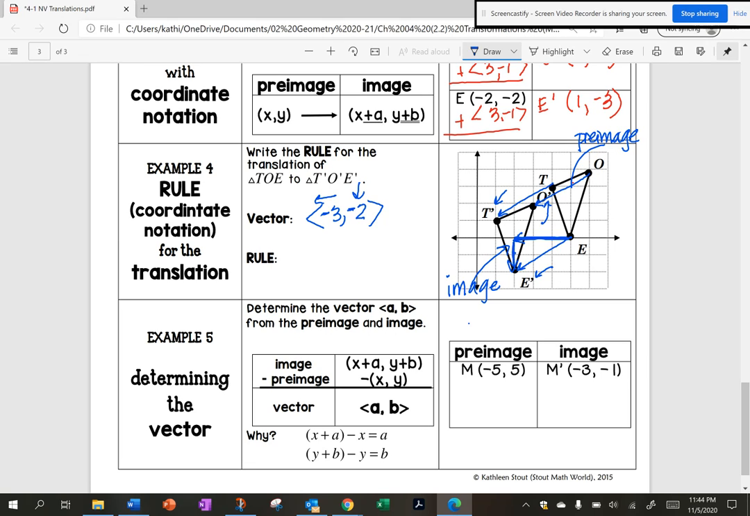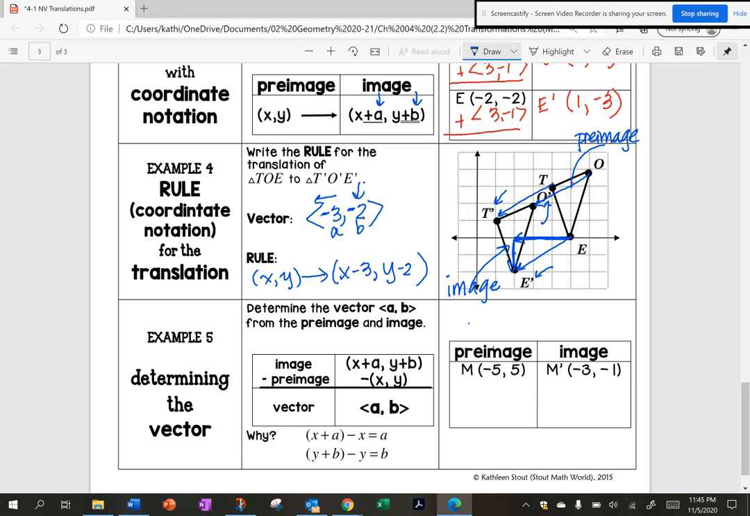So to write this as a rule, I say my coordinate xy becomes x minus 3 and y minus 2. Okay, so I'm substituting A and B in here.